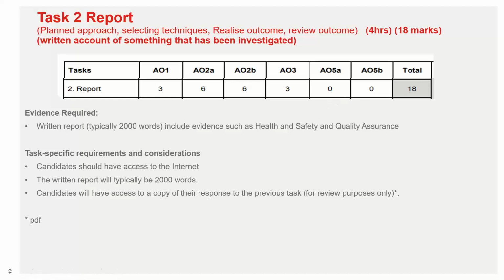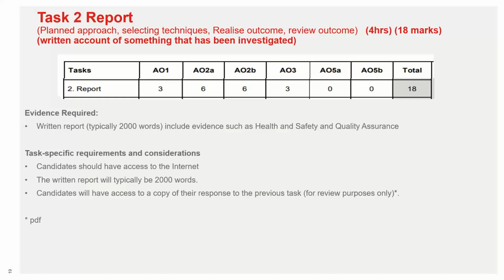So where do these marks come from? So these 18 marks, there are 3 allocated to the planning of this task, and a huge 12 marks between AO2A and AO2B, which is application of their knowledge and skills to the task. Then they're given 3 marks for whether they have selected the right resources and techniques to meet the brief.